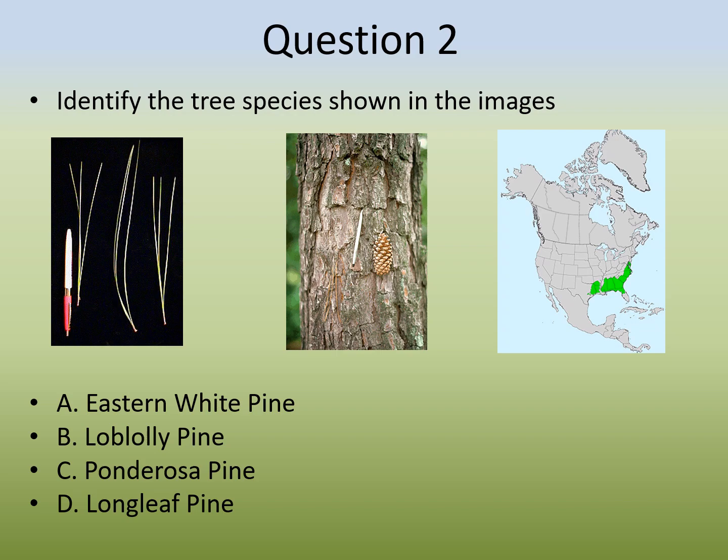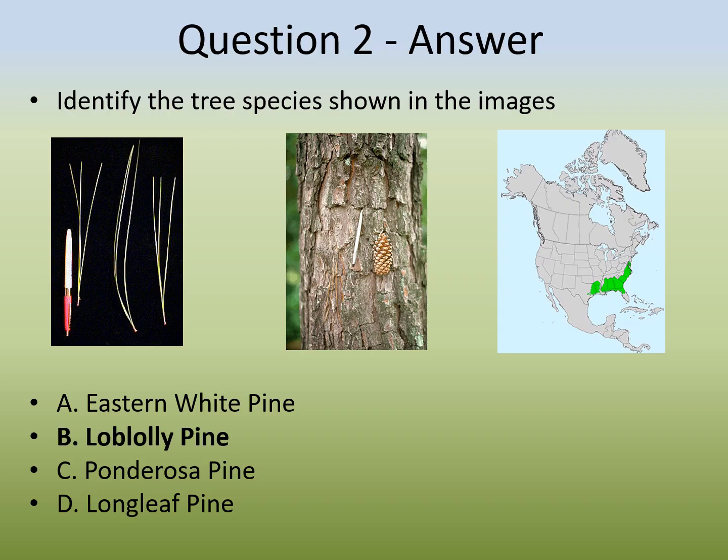Question 2. You can see we have a pine species with needles in bunches of 3 and a range in the southeast. Is it A, eastern white pine, B, loblolly pine, C, ponderosa pine, or D, longleaf pine? The answer is B, loblolly pine.